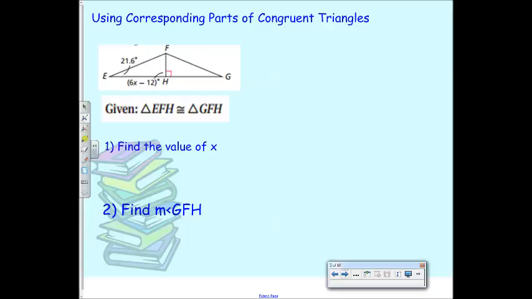FHE is also a right angle. Why? Because they make a straight line. So this straight line right here is 180 degrees. So if this is 90, this must also be 90. How can I use that information to find x?